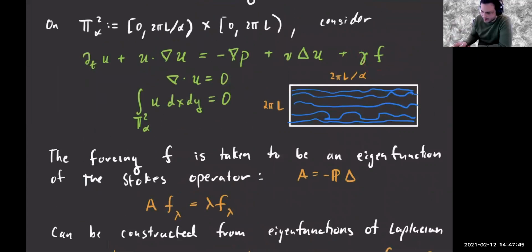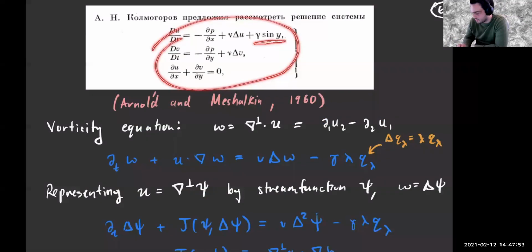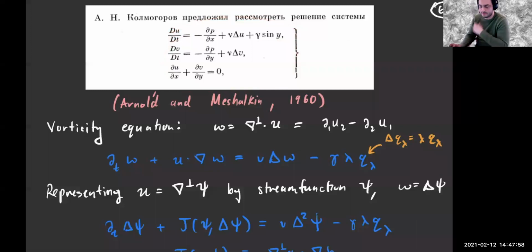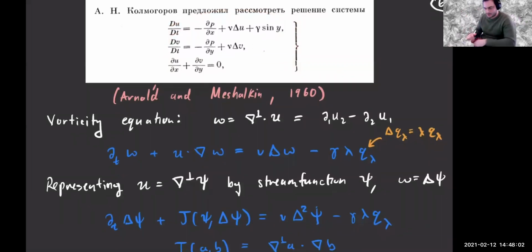So now let's see why those are particularly simple. Oh, this is actually a paper by Arnold and Meshalkin. This is Kolmogorov's problem. He took the eigenfunction, which is (sin y, 0) from the previous page. Okay. So now let's see why these forces are particularly beautiful to work with.